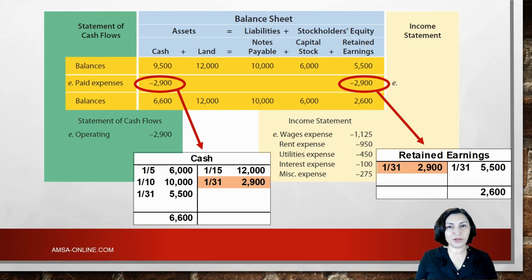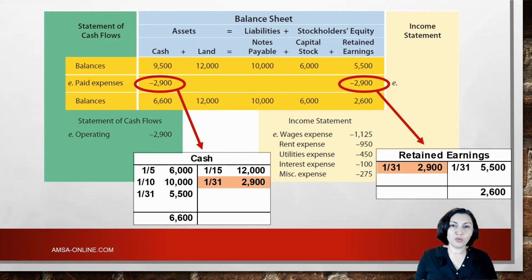So the amount is placed on the credit or right side of the cash account. The expense accounts increased by $2,900. Increases in expense accounts are shown as debits. So the amount is placed on the debit or left side of the expense accounts.